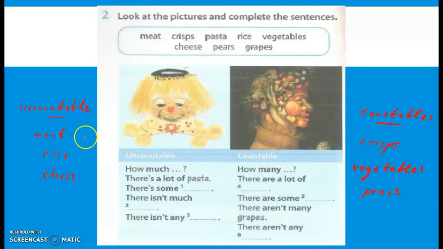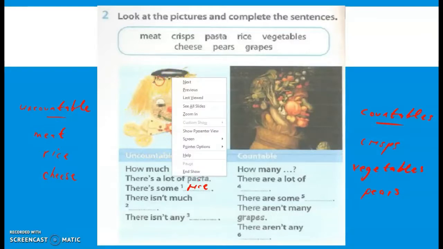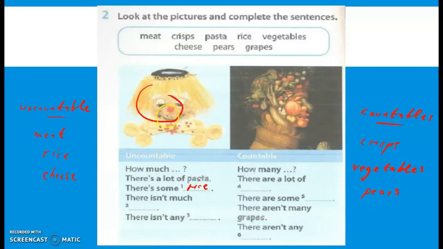Now we shall put them in the section. So for number 1, there's a lot of pasta. There's some rice. Okay, there isn't much. What is the thing that you cannot see much of from the first picture here? There isn't much cheese, so we put cheese there. And lastly, there isn't any meat.